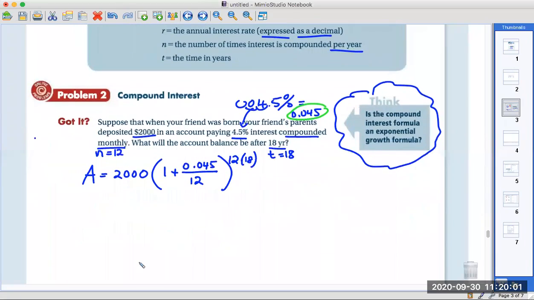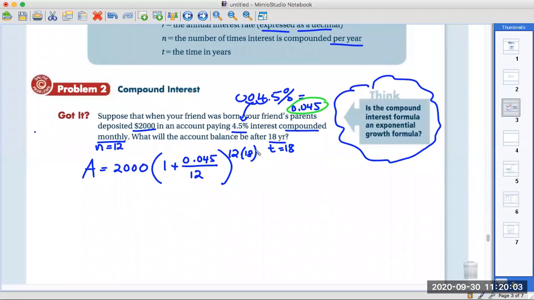Now don't despair, we're going to work this out one step at a time. First, multiply 12 by 18 and find out this number right here. I'll make it red. So you want to multiply 12 times 18, and you can put this in your calculator.